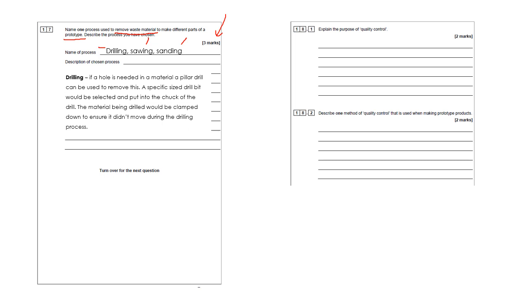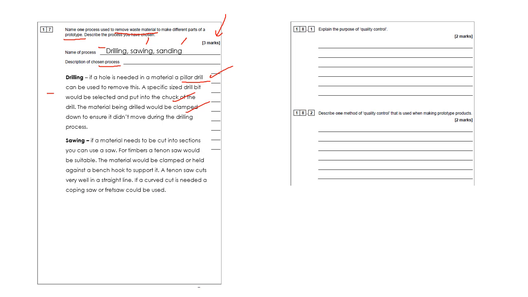So if we were talking about drilling, this is all you'd need, a description of the chosen process. Drilling, if a hole is needed in a material, a pillar drill can be used to remove this. So there you go, you get a mark already for that. A specific sized drill bit would be selected and put into the chuck of the drill. If you forget some of the key terminology, don't worry, just have a go. The material being drilled would be clamped down to ensure it didn't move during the drilling process. So that would be your 3 marks there.